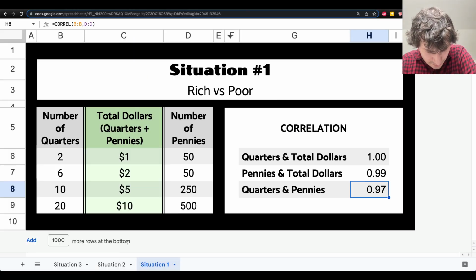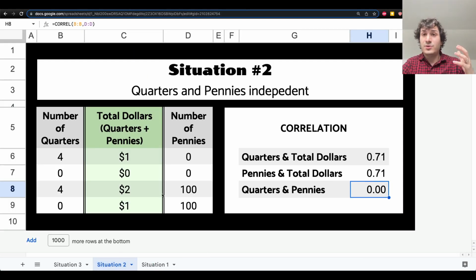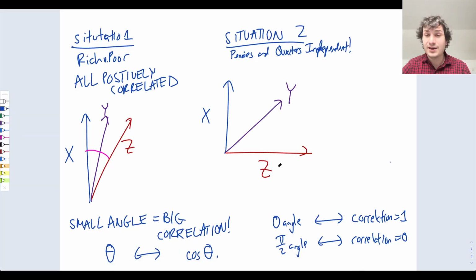And I can illustrate that one over here back in the spreadsheet again. So the pennies and the quarters just have nothing to do with each other, but they are both positively correlated with the total dollars. That is exactly this situation over here, where the x and the z are at 90 degrees to each other, so a correlation of 0. But y is in between them, and therefore these angles are small. Well, they're not super small, but they're smaller than 90 degrees, so you have a positive correlation.